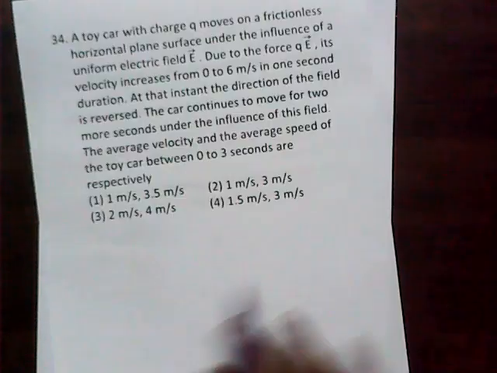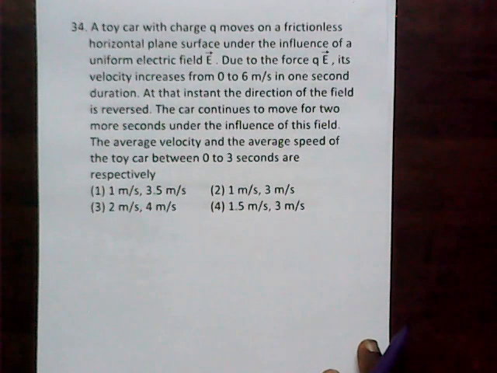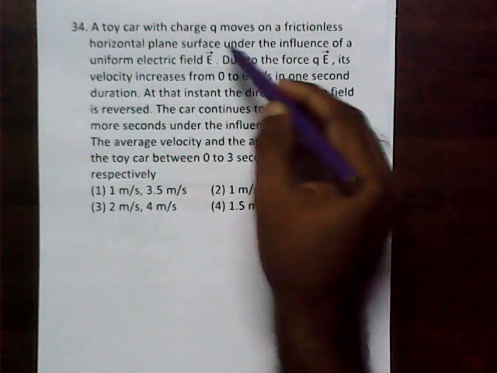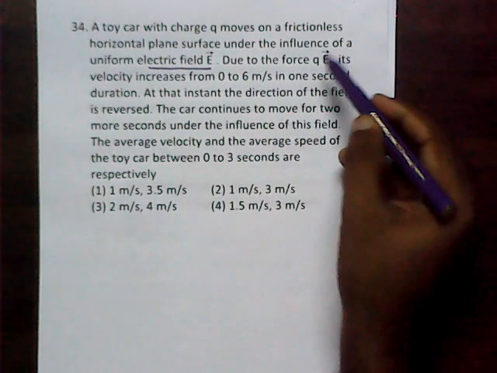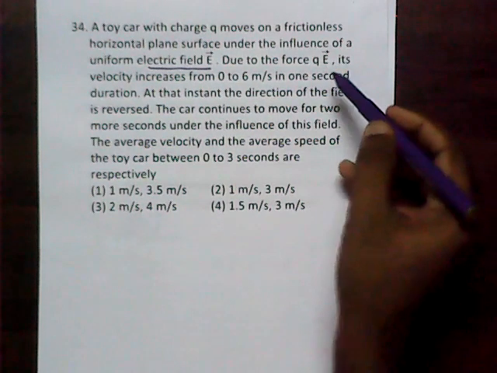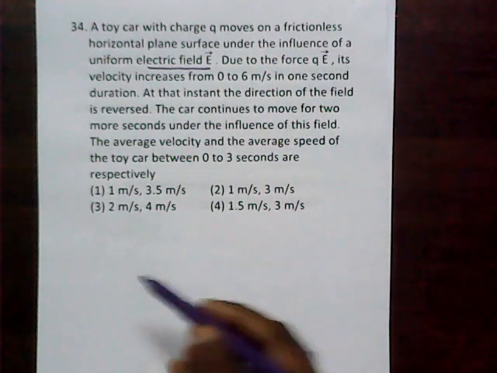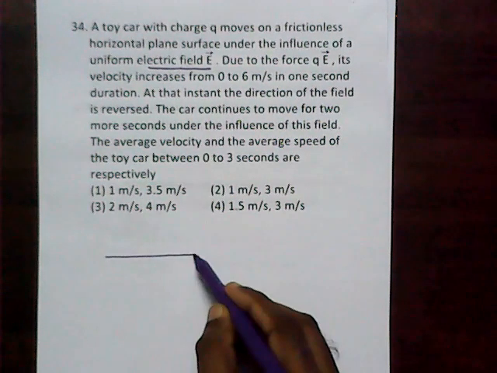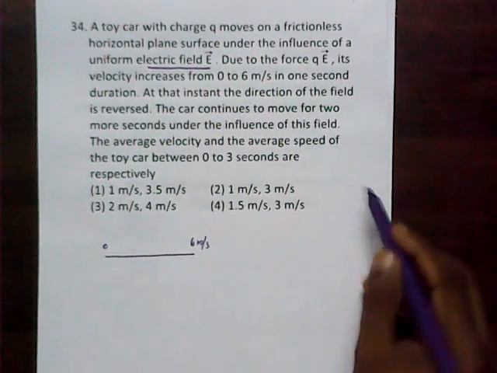Number 34. A good question is waiting. Simple question, but very good question. A toy car with a charge Q moves on a frictionless horizontal plane under the influence of a uniform electric field E. Due to the force QE, its velocity increases from 0 to 6 in 1 second. So the toy car is moving in the direction of the electric field, and it gains 6 meter per second at this point from 0 in 1 second.